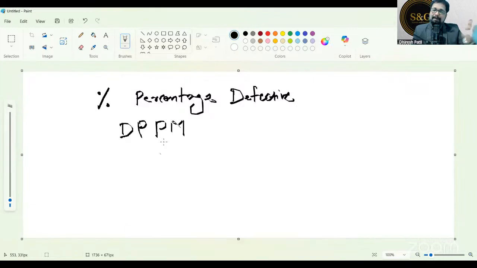Yes, water quality में भी ppm use होता है. Exactly. Clear है?